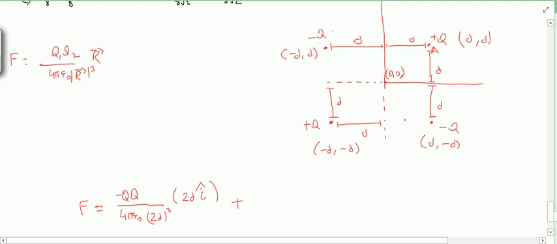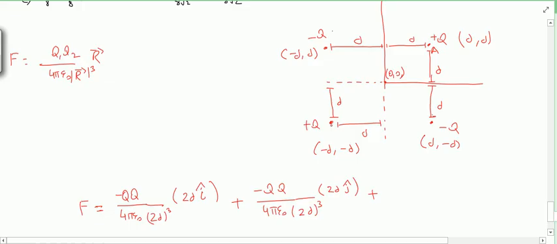Now the force due to this charge will be again q into minus q divided by 4 pi epsilon naught, the distance between them is also 2d, so I can write 2d cubed, and the r vector will be given by force location minus source location. So d minus d will be 0, and d minus of minus d will become 2d. Here it will be j cap.